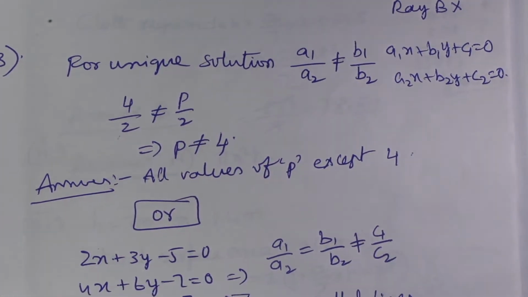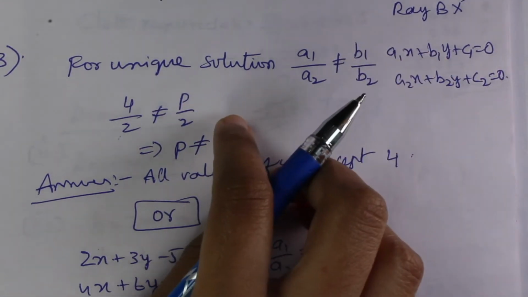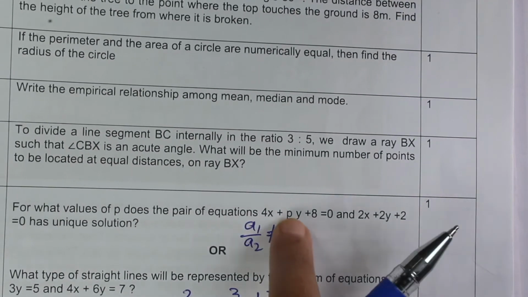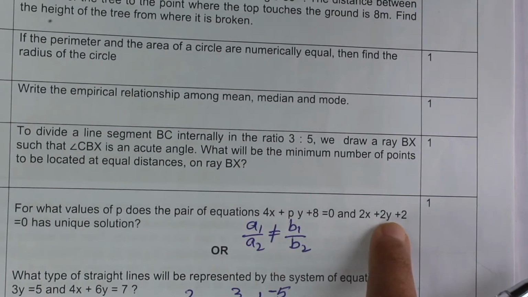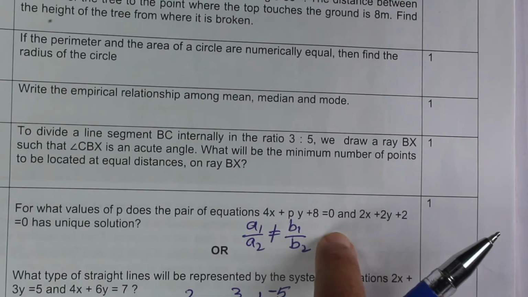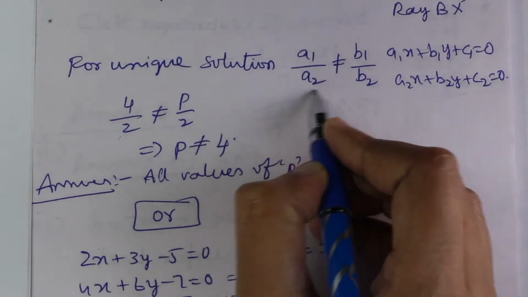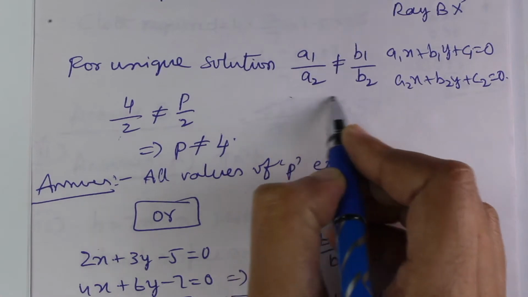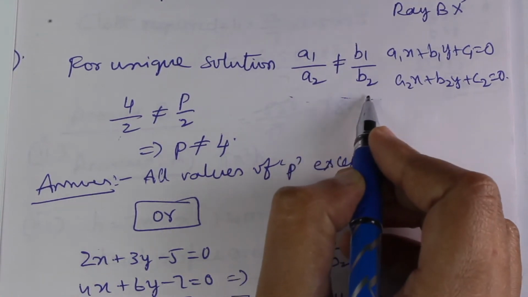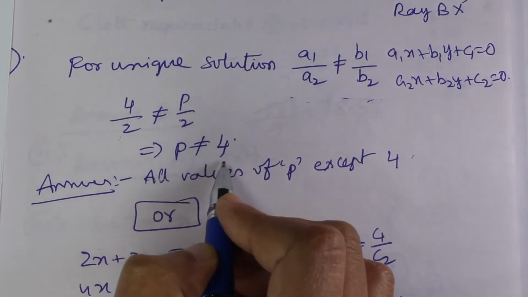So for all the values of p except 4, these two lines will have a unique solution. For these two lines to have a unique solution, p can take all values except 4. How did we get 4? Because of the condition a1 by a2 is not equal to b1 by b2. This is the condition for getting a unique solution for the two lines. So 4 by 2 is not equal to p by 2. That implies 4 is not equal to p.